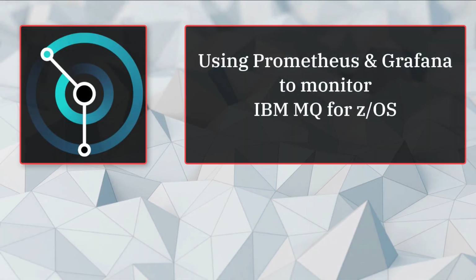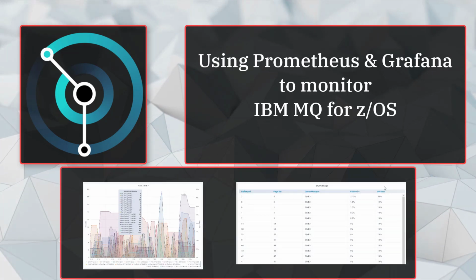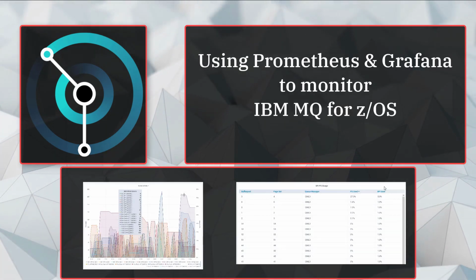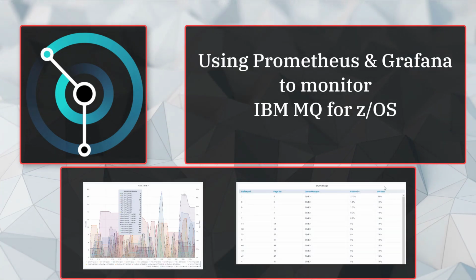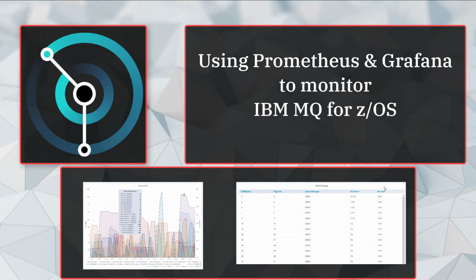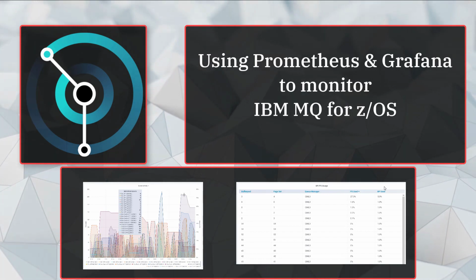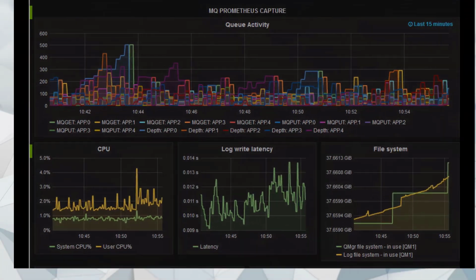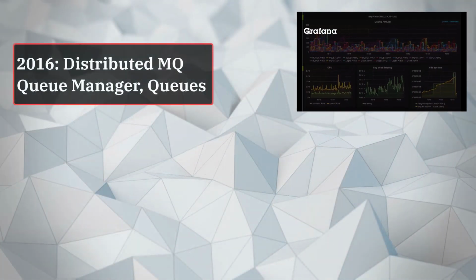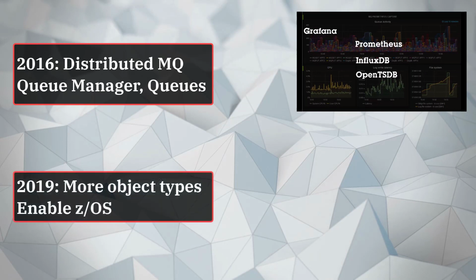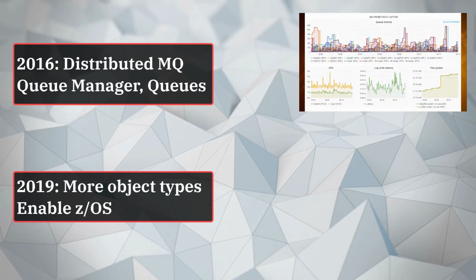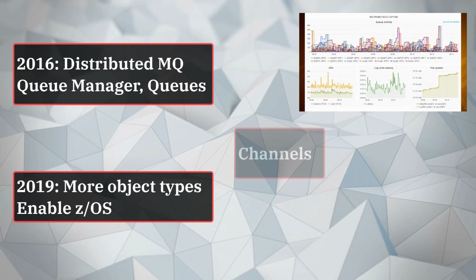Hello. In this short video I'll be showing you how you can use some open source tools including Prometheus and Grafana to get insights into the behaviour of your queue managers running on z/OS. In a previous video I demonstrated the collection of data published by MQ running on distributed platforms to show graphs about the use of queues, the queue managers and some system level data.